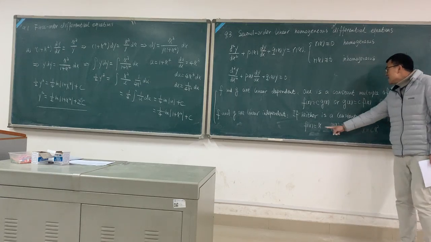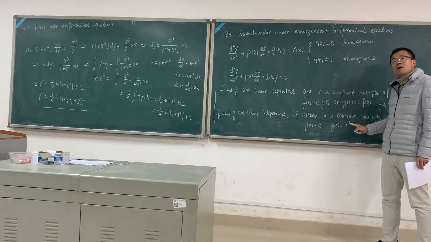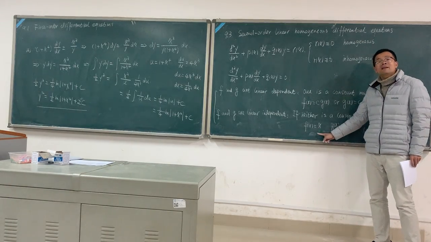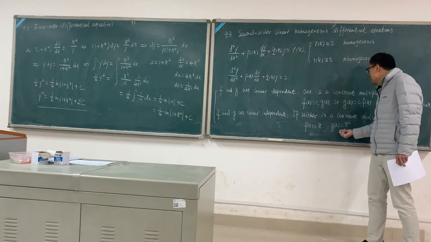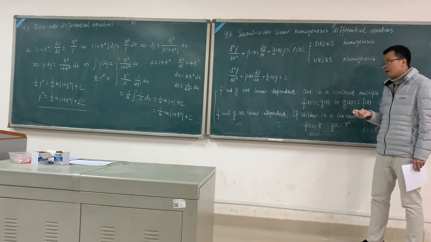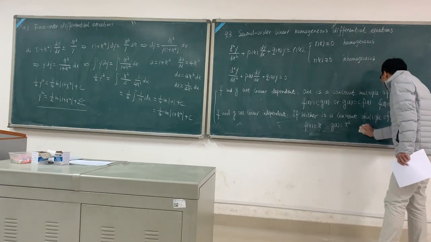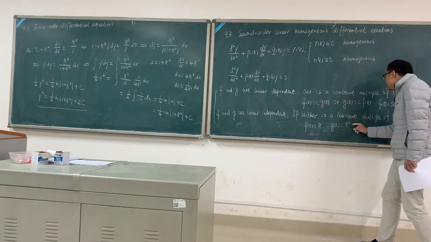So you can see, can x be expressed as x equal to c times x squared? No. Can x squared be equal to c times x? Of course not. So here it means x and x squared are linearly independent.